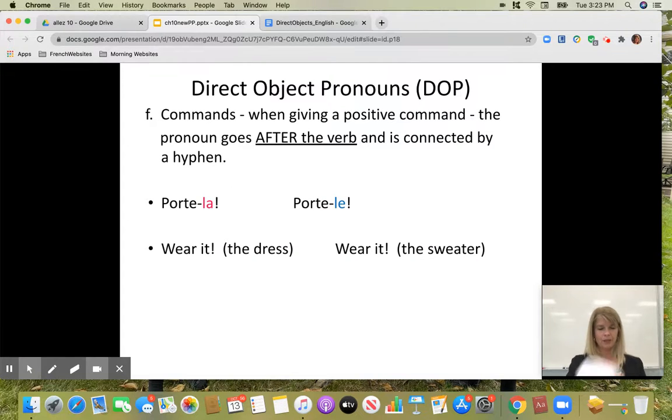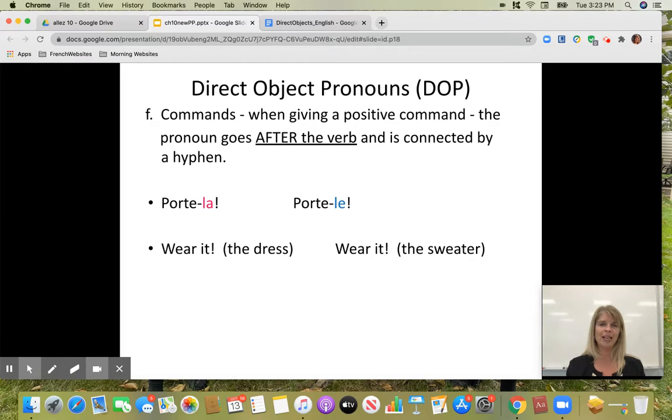Okay, commands. And now in your notes, your commands say E, but nonetheless, commands. If you're giving a command and it's a positive command, like wear it, then your it is going to go after your verb and you need to connect it with a hyphen. So if you want to say wear it and you're referring to a dress, which is feminine, it would be porte la. If you want to say wear it and you're talking about a sweater, le pull, you need to say porte le.